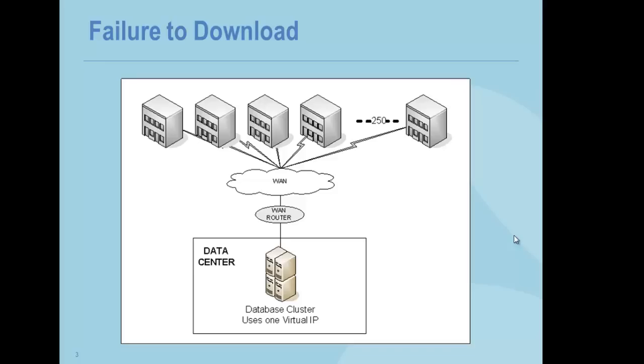So maybe I should update the diagram. But it's not a single connection to the backbone. There's two connections to the backbone. Everything's redundant. Okay. All right. Any questions so far? The topology and the layout.